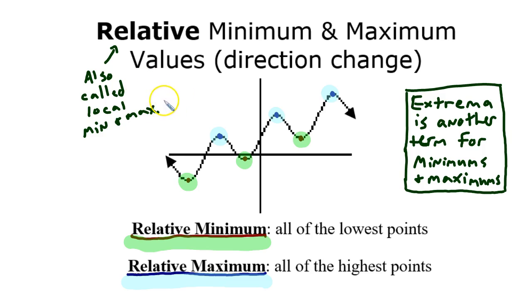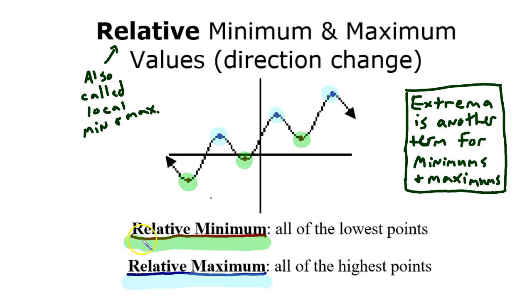And you can think of these relative minimums or local minimums and maximums as where the function changes direction, especially in a polynomial function. So you'll notice that it's decreasing, it changes direction here. That is a local extrema. And then it's increasing and it changes direction here. That's another local extrema. Every place that it changes direction is a relative or local minimum or maximum.